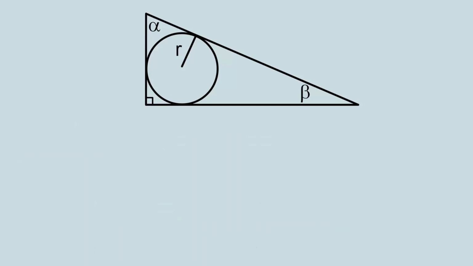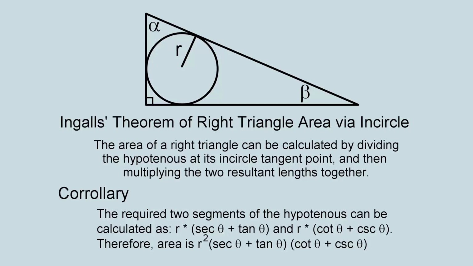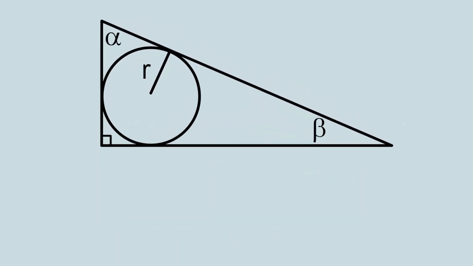So to state those assertions in the form of a theorem, we have Ingalls' theorem of right triangle area via incircle, which is that the area of a right triangle can be calculated by dividing the hypotenuse at its incircle tangent point and then multiplying those two resultant lengths together. Further, the corollary is that the required two segments of the hypotenuse can be calculated as r squared times secant theta plus tangent theta and r squared times cotangent theta plus cosecant theta. Therefore, the area is as previously stated.